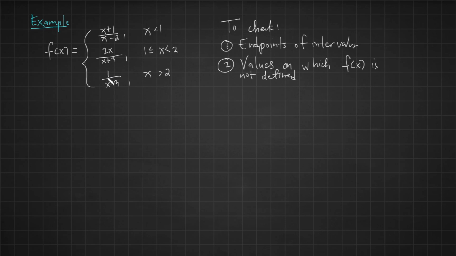And then, itong 1 over x minus 3. This is not defined when x is equal to 3. Now, here, in this case, 3 is inside this interval. Or rather, 3 satisfies this condition. So we would have to check 3 as well. So ano yung mga i-check natin? Yung endpoints of intervals, we have x equals 1 and x equals 2. Values on which f is not defined, we have x equals 3.